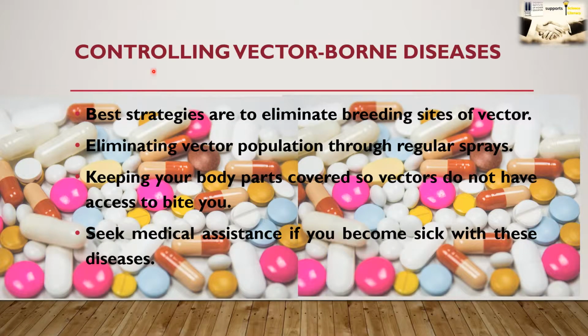Now I would like to discuss how you can control vector-borne diseases or keep yourself safe from them. Some of the strategies you can apply are to eliminate breeding sites of vectors. Eliminating vector populations through regular spraying is a very important step to be taken in collaboration with government and private sectors as well. You should keep your body covered most of the time so that vectors do not have access to bite you. And most importantly, seek medical assistance if you become sick with these diseases.